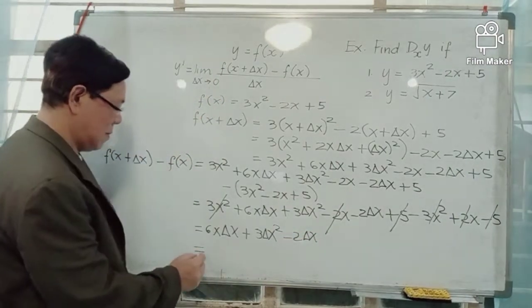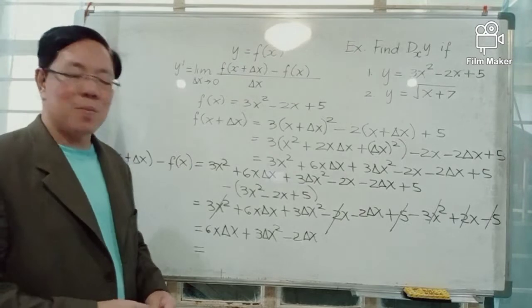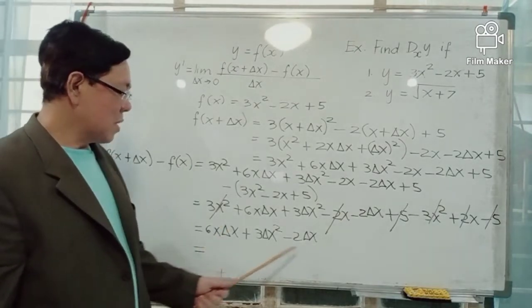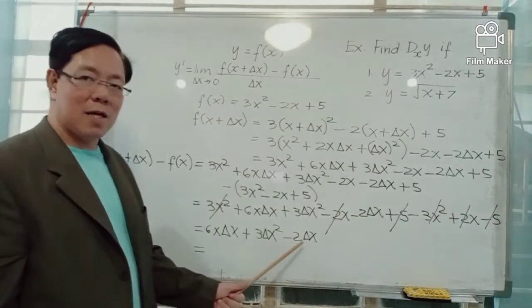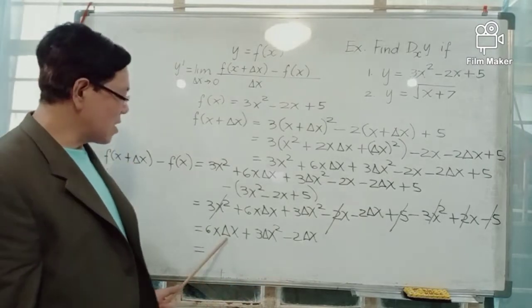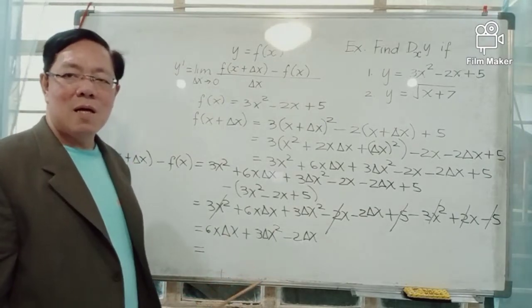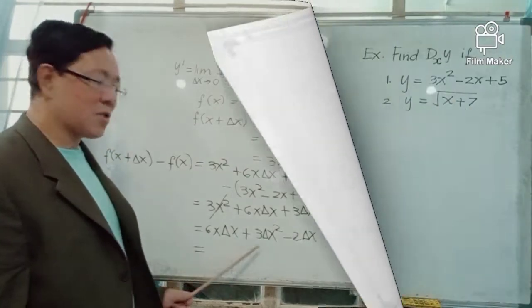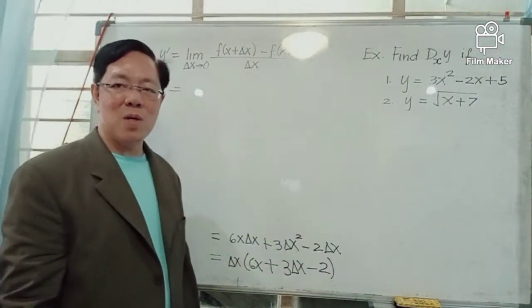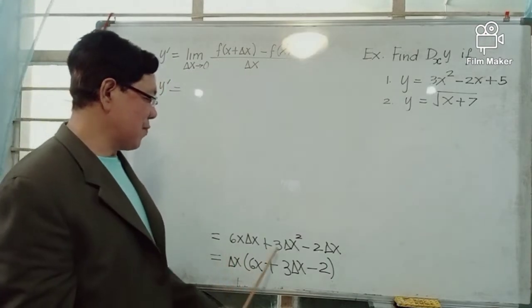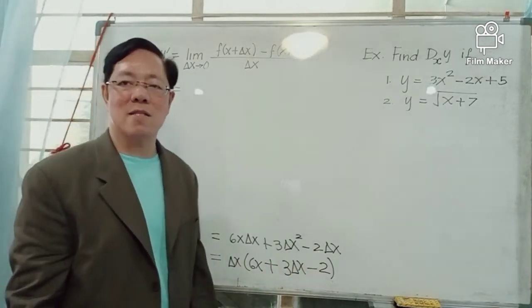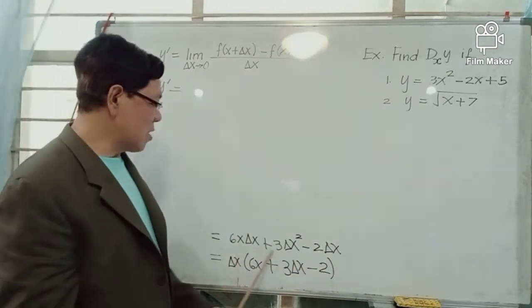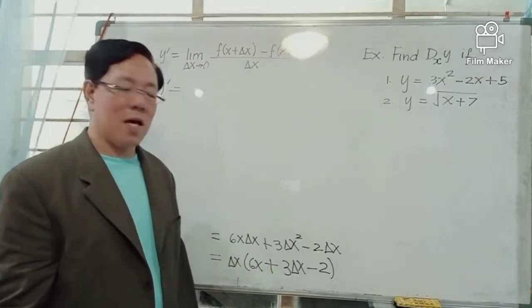And by inspection of these 3 terms, you can see that each term has delta x, and the lowest exponent of delta x is 1. Therefore, we factor out delta x to the power 1 from each term. We factor out the common factor. The three terms have a common factor of delta x.